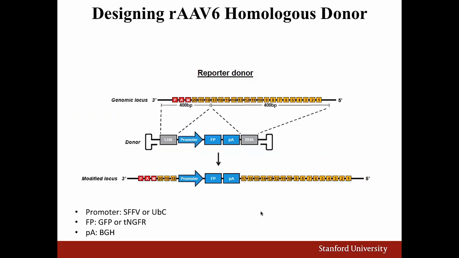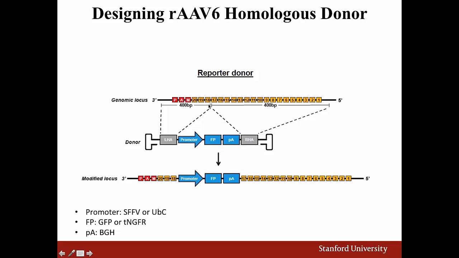So I thought I'd spend some time going over how to actually make a homologous AAV6 donor template, at least to be able to clone it and design it. And so we use Gibson cloning within the lab, which I highly recommend. It's a great way to stitch pieces of DNA together from different plasmids without using restriction enzymes. And so shown here is the genomic locus, and I'm going to talk about 3 different ones: a reporter donor, a SNP donor, and trying to knock in a cDNA donor.